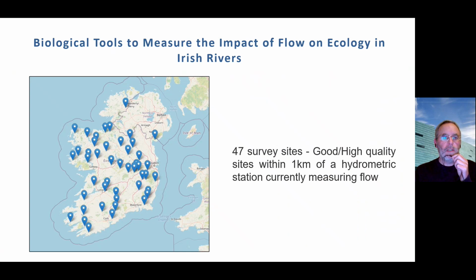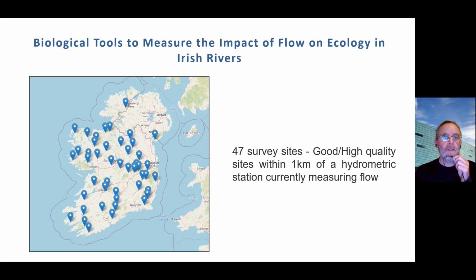These are the sites that we've covered, so 47 survey sites around the country. We chose the sites based on a couple of different criteria. So they had to be sites with either good or high water quality according to EPA assessments. So they shouldn't have been impacted by, say, organic pollution, for example. We chose sites that were close to a hydrometric station or a hydrometric gauge that was currently measuring flow, so within 1 kilometer of a hydrometric station.